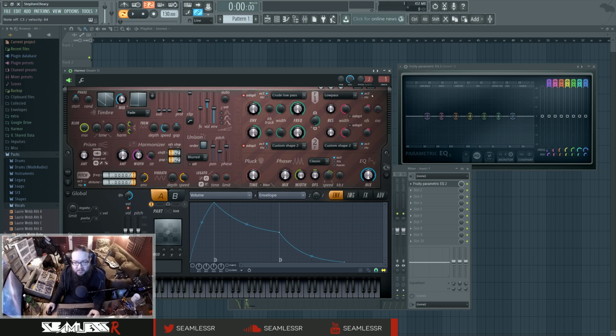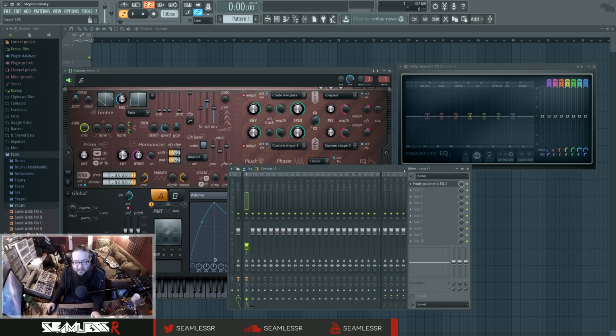So understanding this is pretty key, especially when you're using something like Harmor, because the whole idea is based on the idea that if we look at a complex tone like a saw wave, if we were to isolate any individual partial, it would just be a sine wave.